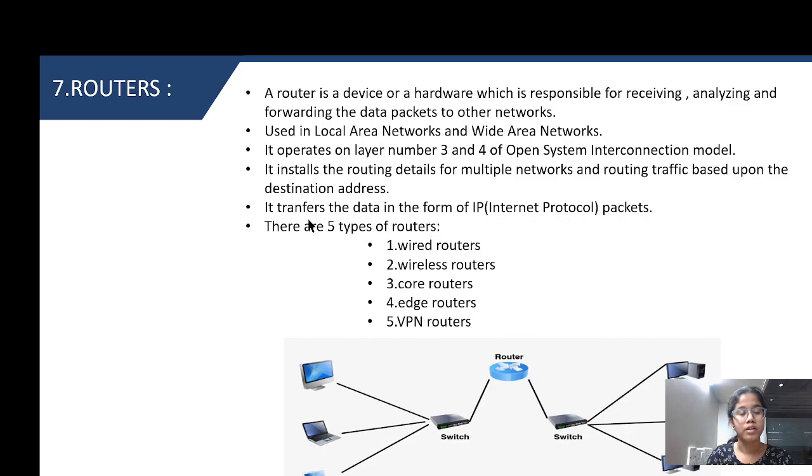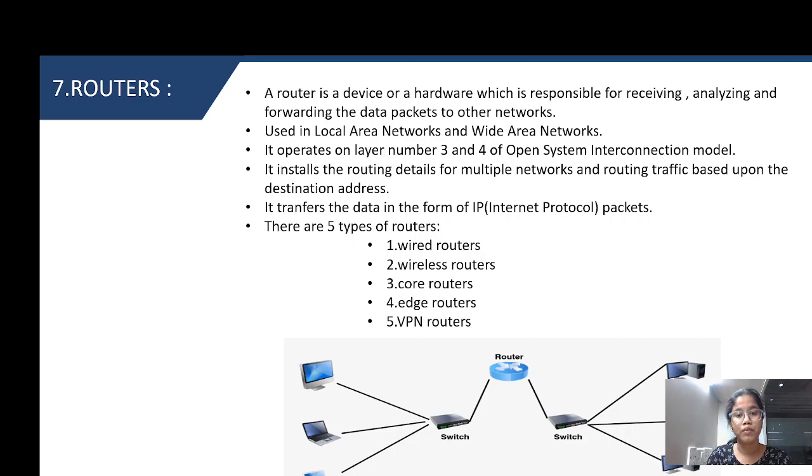Next, router. The seventh networking device is router. A router is a hardware device which is responsible for receiving, analyzing, and forwarding data packets to other networks. It is used in local area networks, which is known as LAN, and wide area networks, which is known as WAN. It operates on layers 3 and 4 in the OSI model, which is known as Open System Interconnection Model. It installs the routing details for multiple networks and routes traffic based upon the destination address. We transfer the data in the form of Internet Protocol packets.